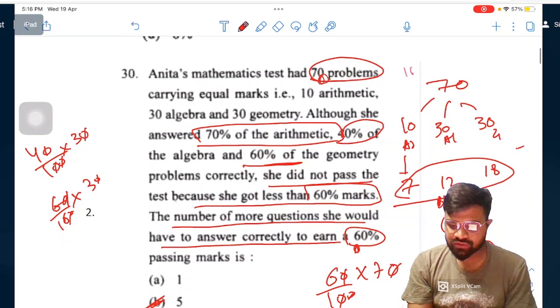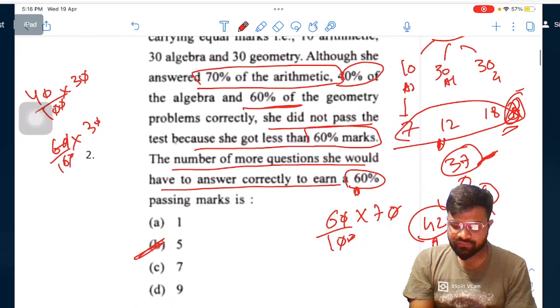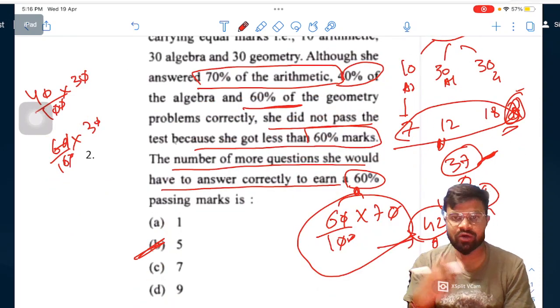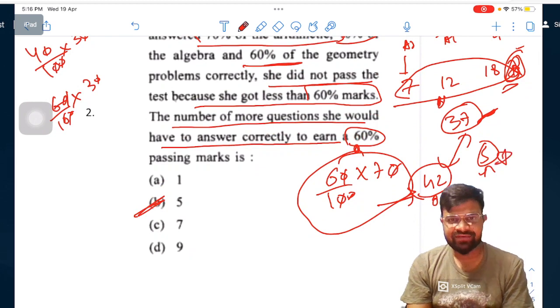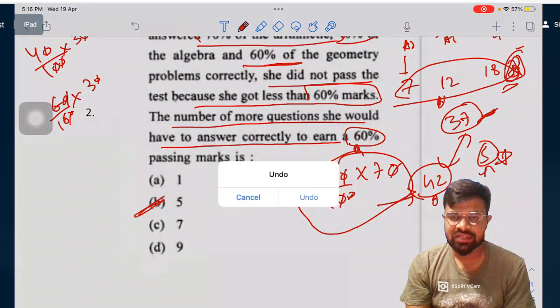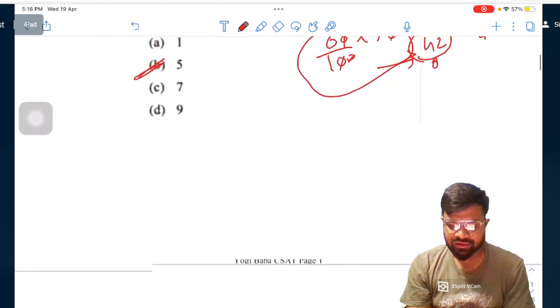So we just drew this diagram. Based on this, we found the number of questions that she had done. From the 60% data, we found how many questions she should have done to get 60%, and we found that the difference is 5 questions. So if she had done 5 more questions, she would have made it to the passing marks.